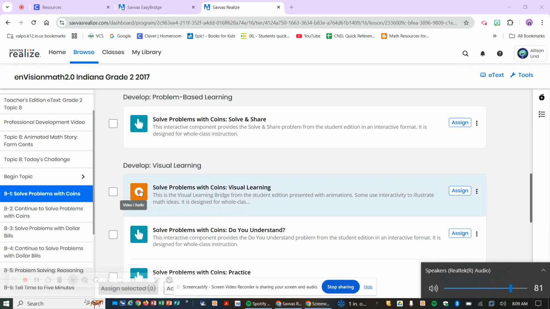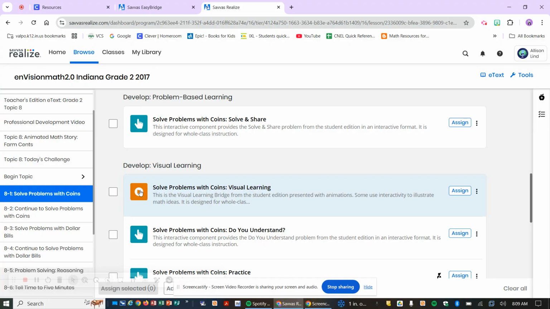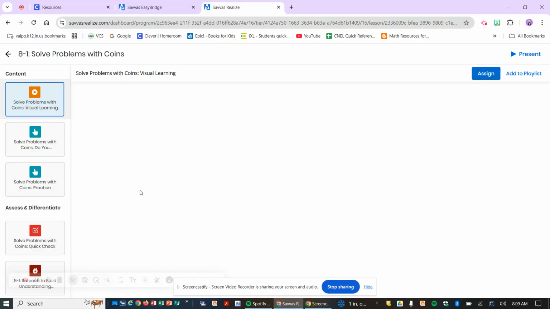We are starting today with a new topic in math. We are moving on from subtraction and starting to work with coins. So today we are going to talk about solving problems with coins.